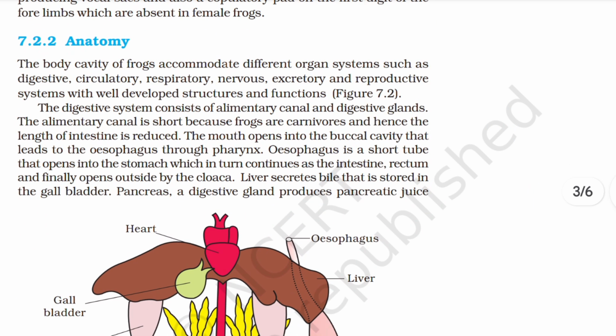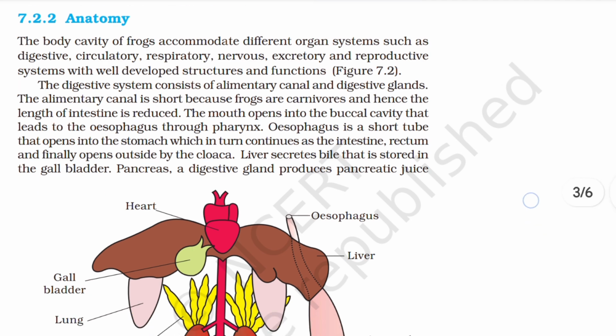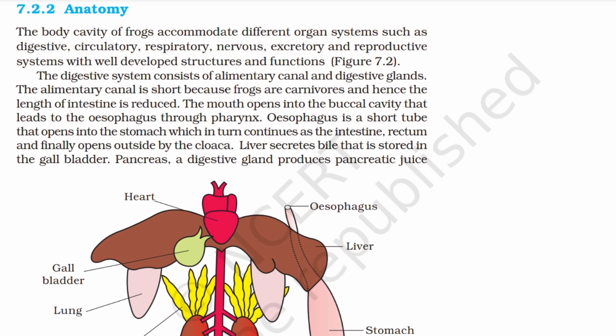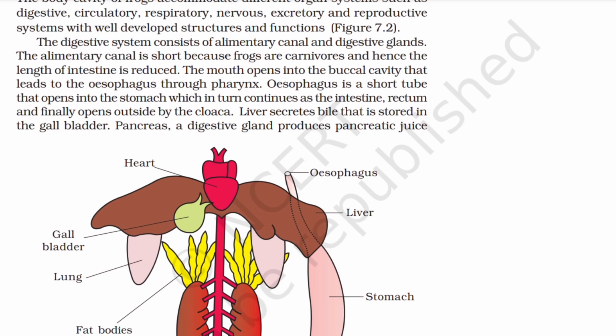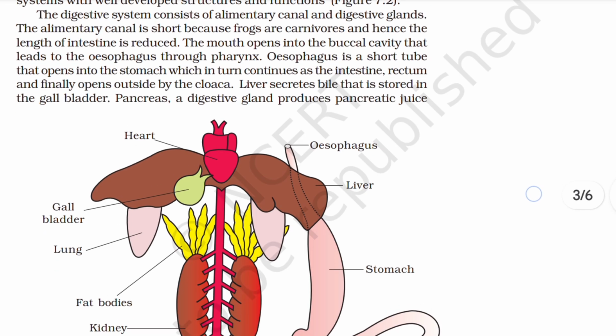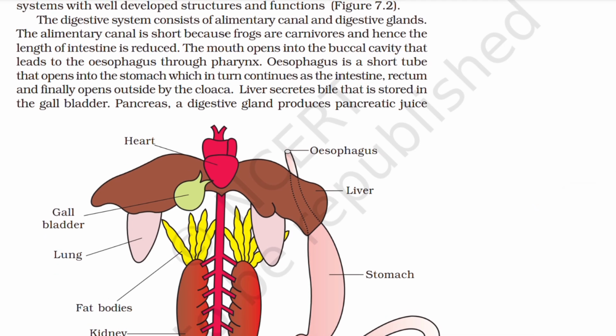Anatomy. The body cavity of frogs accommodates different organ systems such as digestive, circulatory, respiratory, nervous, excretory, and reproductive systems with well-developed structures and functions. The digestive system consists of alimentary canal and digestive glands. The alimentary canal is short because frogs are carnivores and hence the length of intestine is reduced. The mouth opens into the buccal cavity that leads to the esophagus through pharynx.